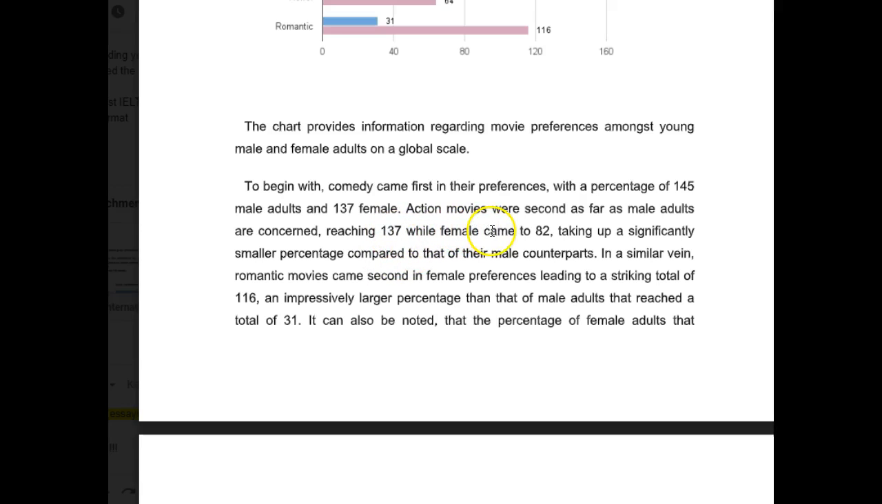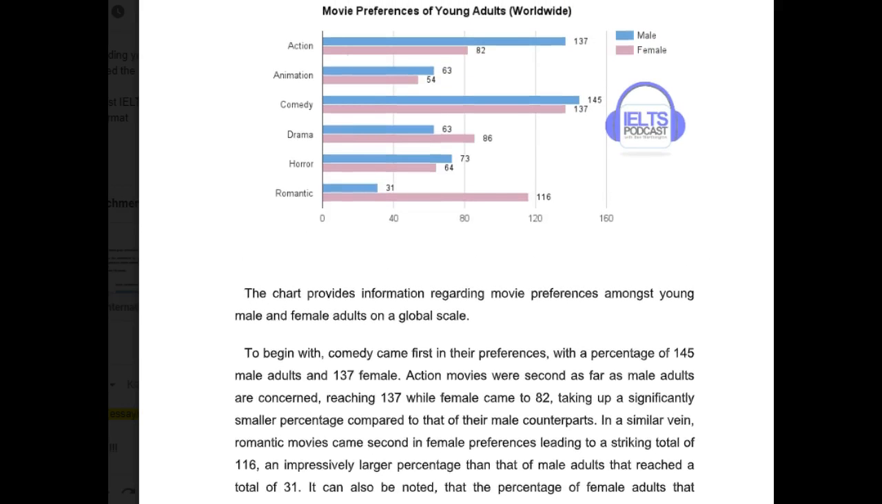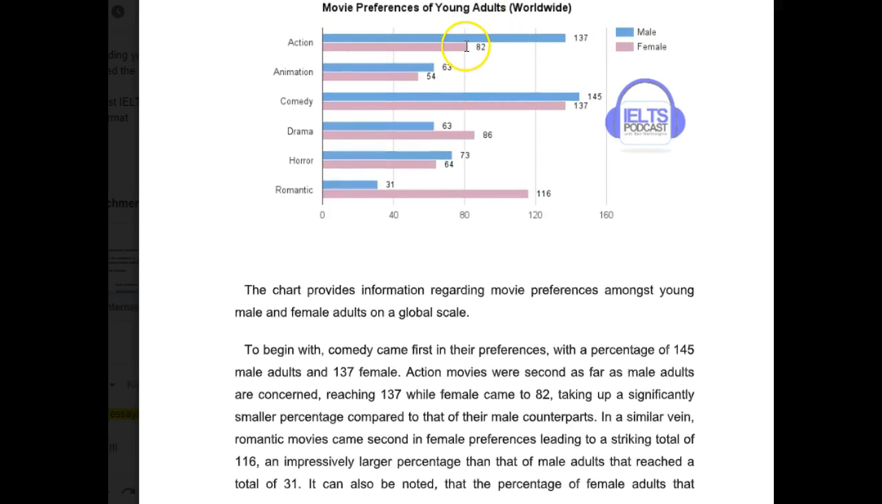So let's see if we can change it. What you could have said is that this figure, let's see if we can do a little quick math together. Yeah, so it's a figure about 2/3 that of the figure for men. So again, let's change this expression. Well, females came to 82, accounting for 1/3 fewer action movie goers than men, something like that. Okay, so those are some alternatives for how you could have expressed this.